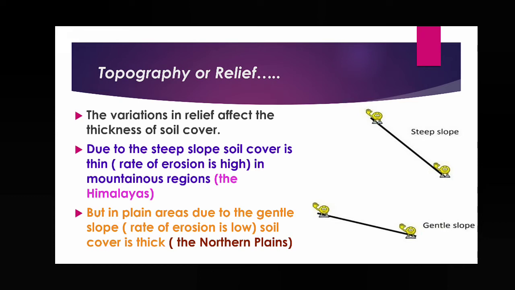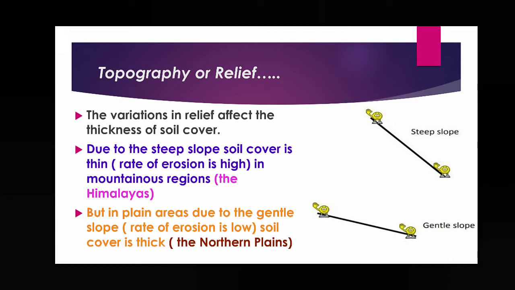So it is the effect of topography or relief. So always remember, topography or relief decides the thickness of the soil cover. Thickness of which thing? Thickness of the soil cover. So always remember, steep slope, mountainous region, rate of erosion is more due to the high speed of the water, that's why the soil layer is washed away, soil is being eroded, and that's why it is not good in quality. Which thing is not good in quality? The soil, because already maximum things are washed away.